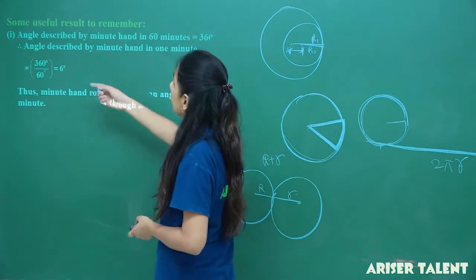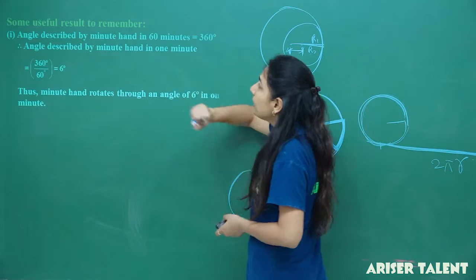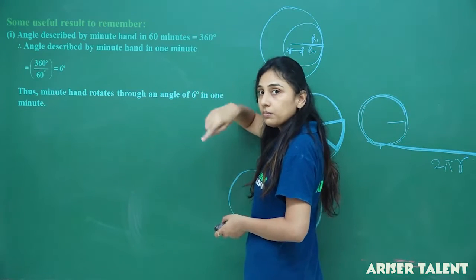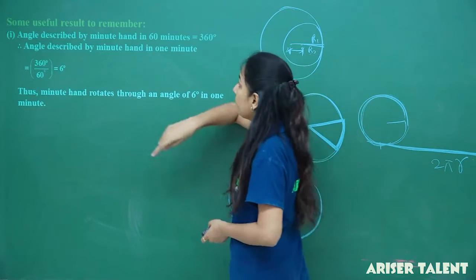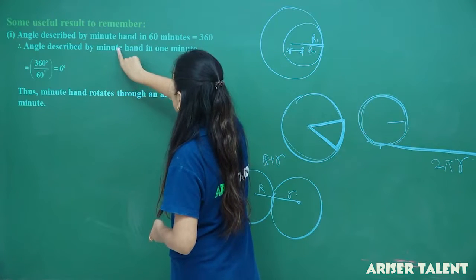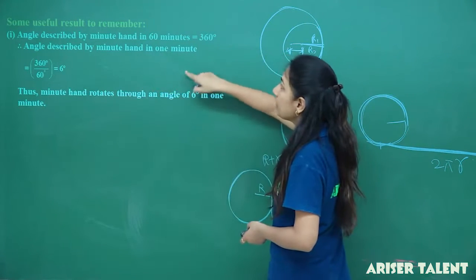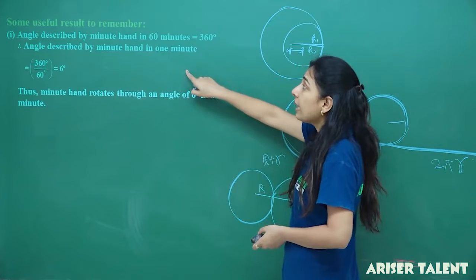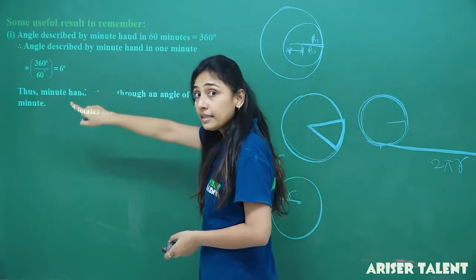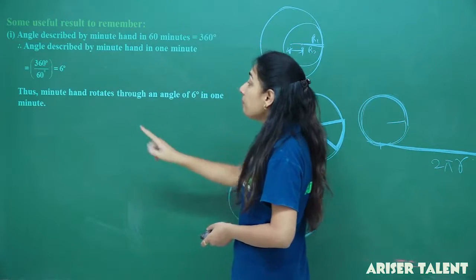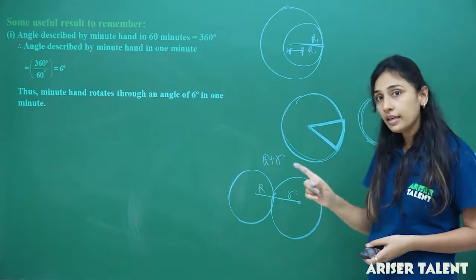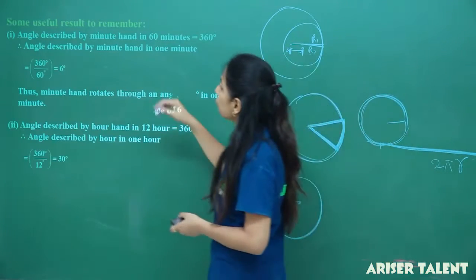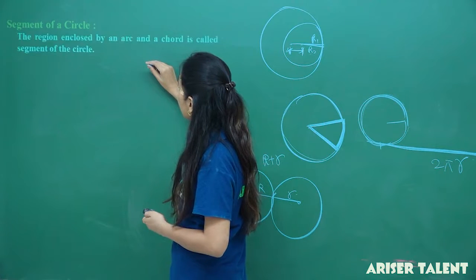Useful results for the angle described by the minute hand. We have used that with the watch, right? If the angle described by the minute hand in 60 minutes equals 360 degrees, then the angle described by the minute hand in 1 minute equals 360 by 60, that will be 6. The minute hand turns through an angle of 6 degrees in 1 minute. Useful results, and again we have some questions.